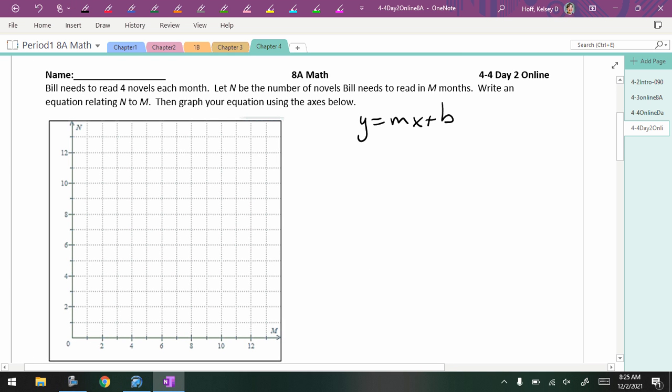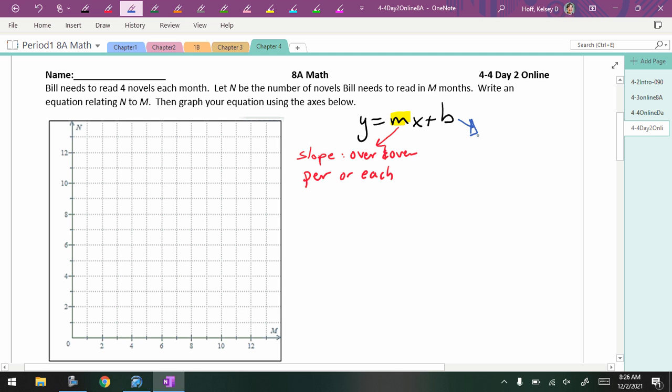Remind me, what does m stand for? Slope. Slope is something that happens over and over. It happens over and over. You look for the word per or each. If you see the word per or each, that's going to tell you what your slope is.